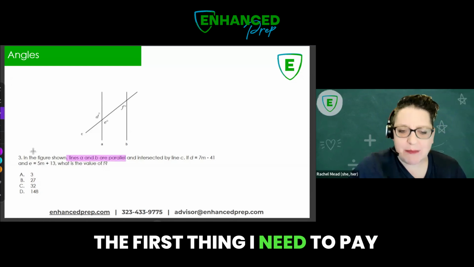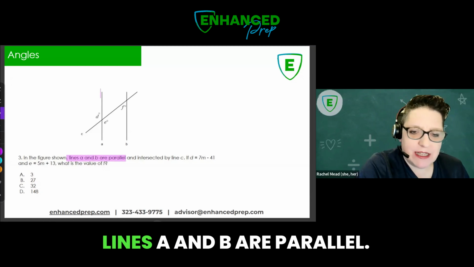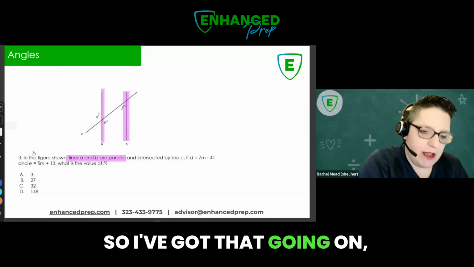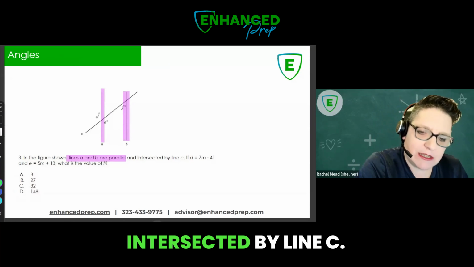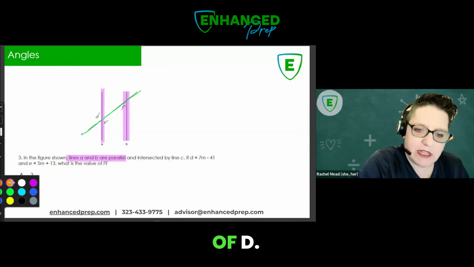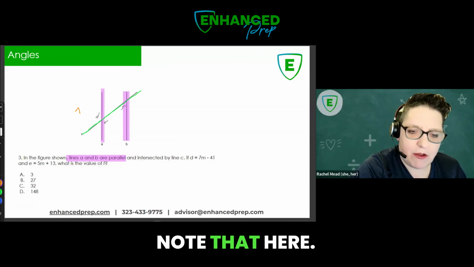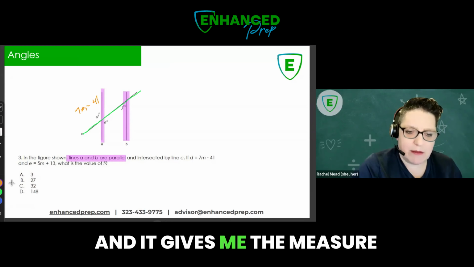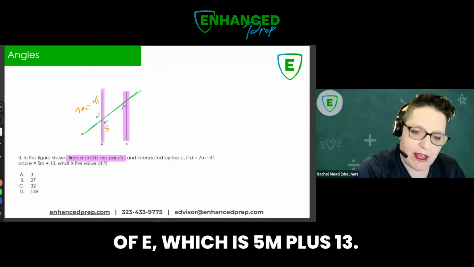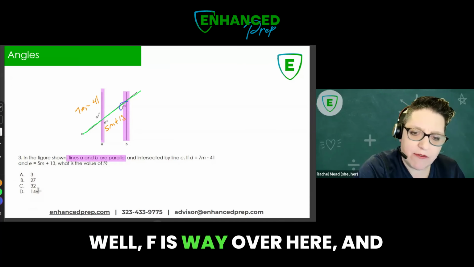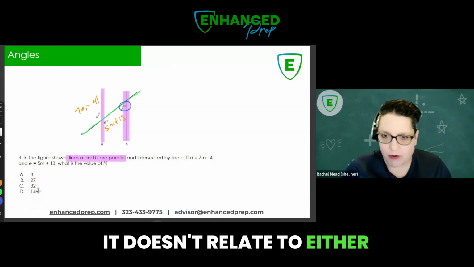The first thing I need to pay attention to is the fact that lines A and B are parallel. Perfect. So I've got that going on, and I can see that they're intersected by line C. Fantastic. It then gives me the measure of D, so I'm going to go ahead and note that here. I've got 7m minus 41, and it gives me the measure of E, which is 5m plus 13. And now it's asking me for F. Well, F is way over here and it doesn't relate to either of these.